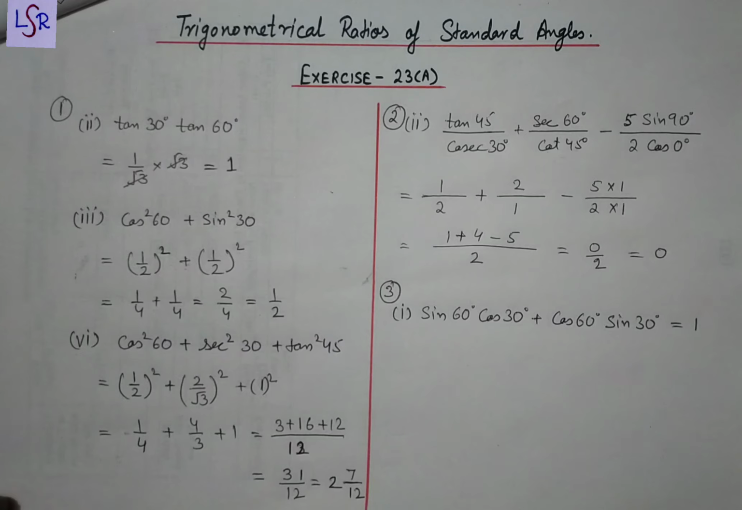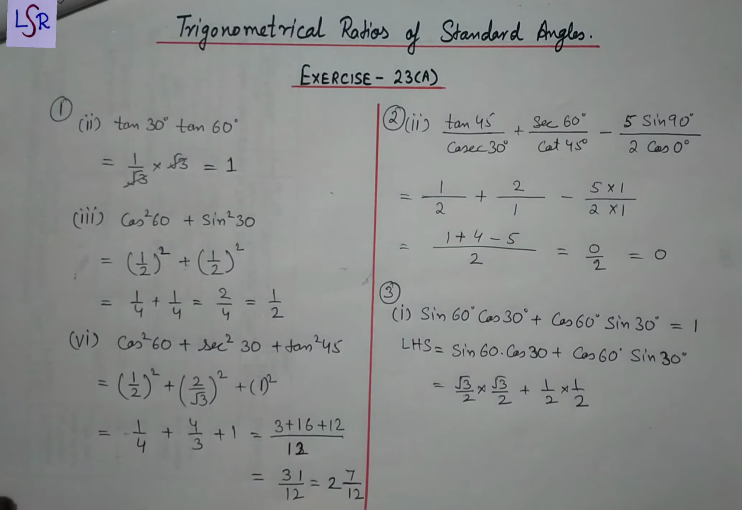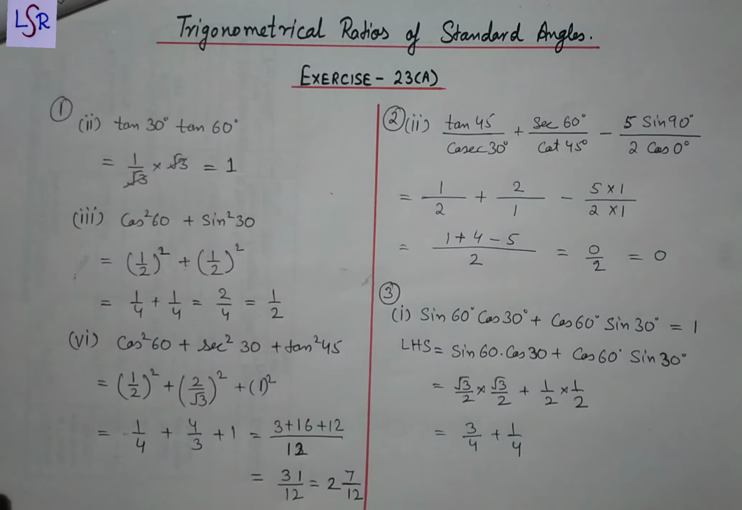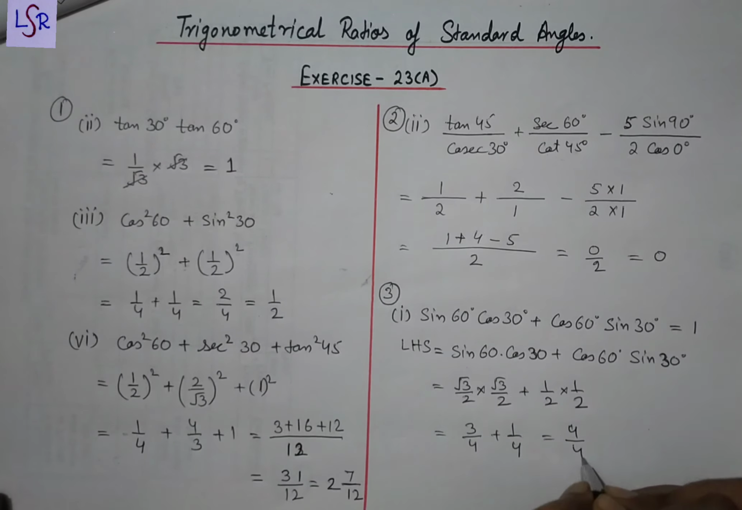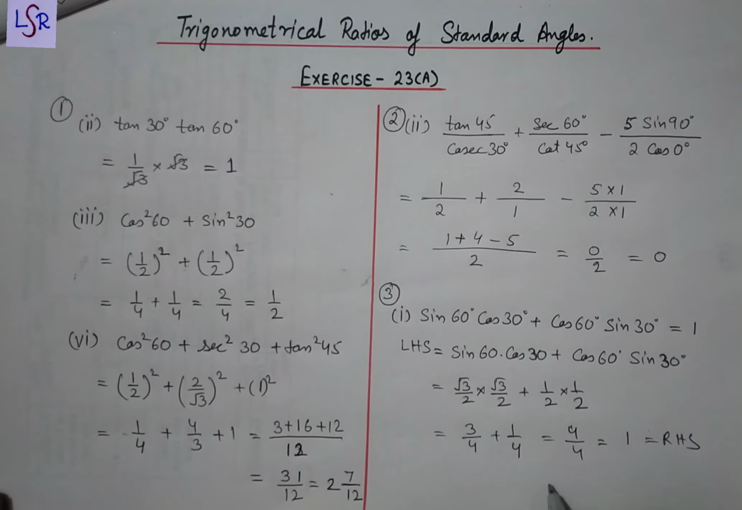Now let's see question number 3, first part. Here we have to prove LHS equals to RHS. So we are going to begin with the LHS, and here we have placed the values of sin 60, cos 30, cos 60 and sin 30, and on solving them we will be getting 3/4 and 1/4. As the bases are same, this can be directly added as 4/4, and that is equal to 1, and this is equal to RHS. Hence proved.